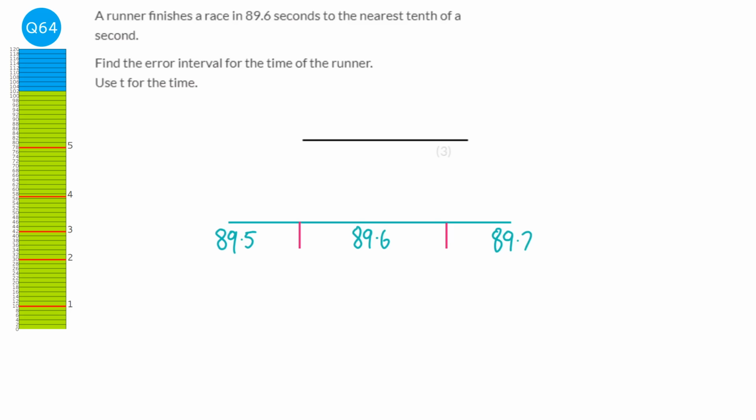And so all we need to do is work out what those numbers are. So halfway between 89.5 and 89.6 is 89.55. And halfway between 89.6 and 89.7 is 89.65. So those are going to be our lower and upper bounds. But how do we show it as an error interval? Well, we put t in the middle because it tells us that t is representing the time, and we show it with inequalities. Now, the number can be 89.55, but it can't be 89.65 because that would round to 89.7. So we say everything that's less than but not equal to.